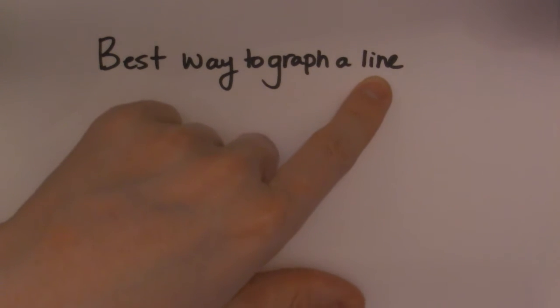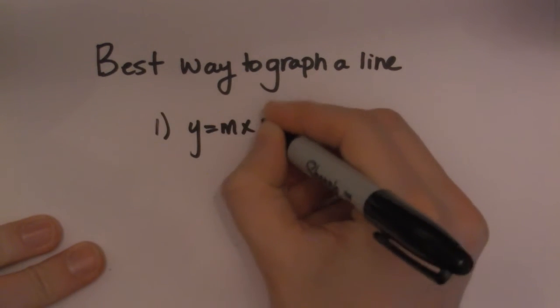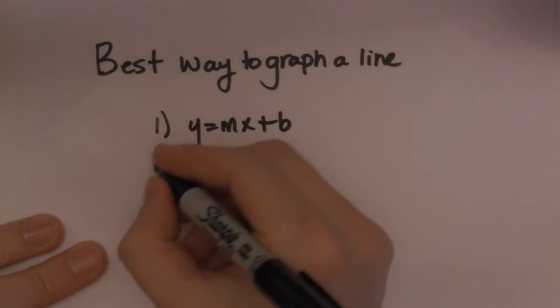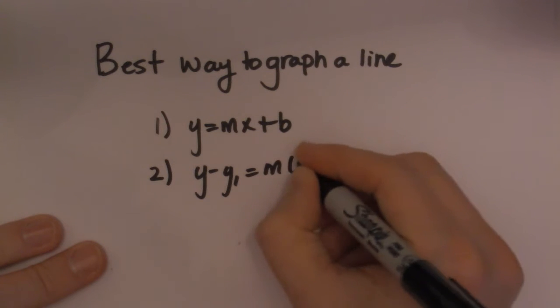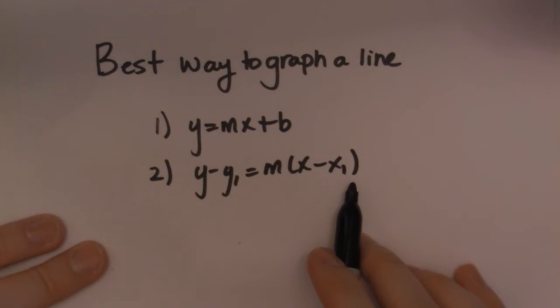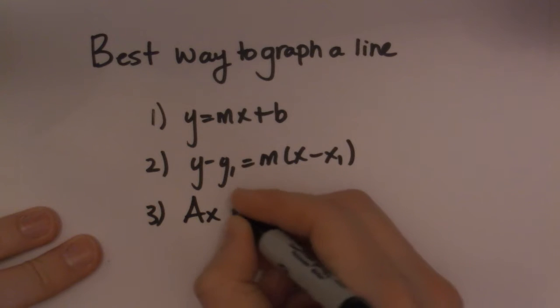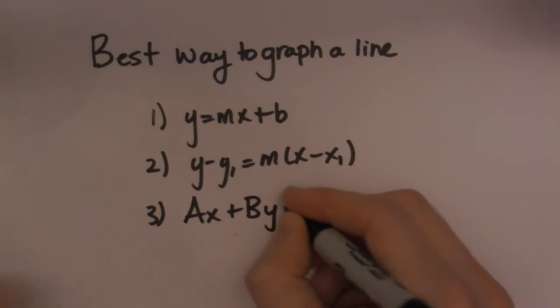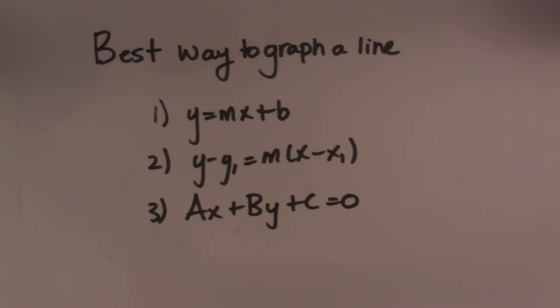A lot of times in grade 10, you'll probably learn about y equals mx plus b, which is slope-intercept form. You'll probably learn about y minus y1 is equal to m times x minus x1, which is slope-point form, which a lot of my students really like. And then the least favorite, general form. General form is by far the most annoying. But let me get back to my point.